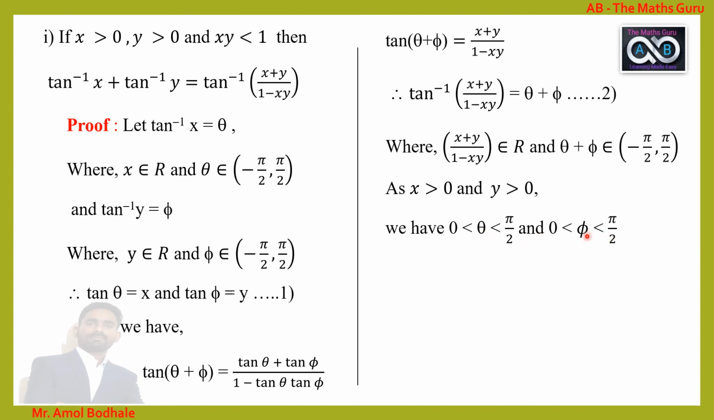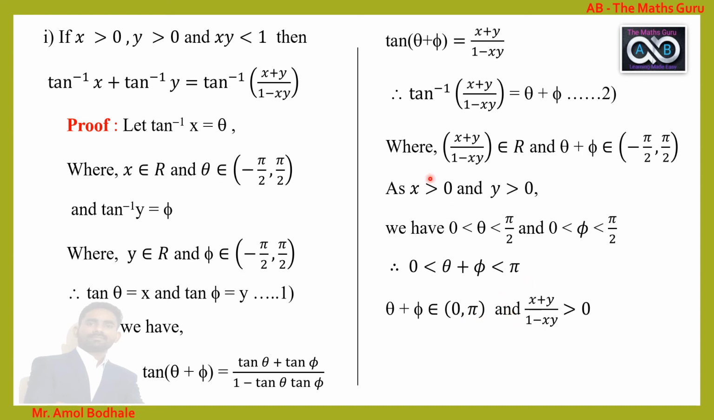So if we add both statements, 0 plus 0 will get 0, theta plus phi, and less than or equal to pi by 2 plus pi by 2. So we get 0 less than or equal to theta plus phi less than or equal to pi by 2 plus pi by 2, that is pi. So here theta plus phi belongs to 0 comma pi. Here the requirement is theta plus phi must belong to the open interval minus pi by 2 to pi by 2, which is a subset of 0 comma pi.